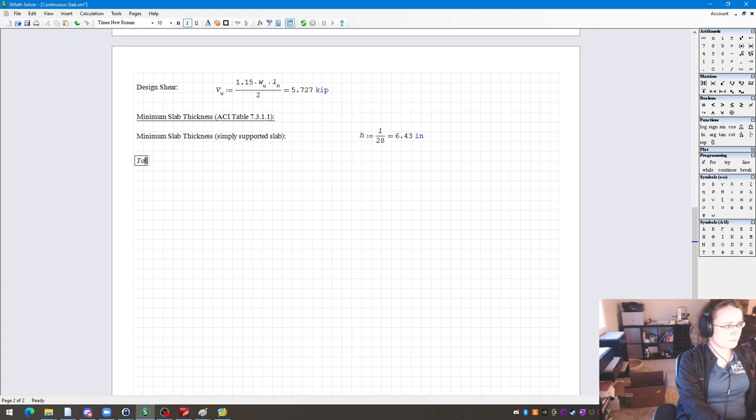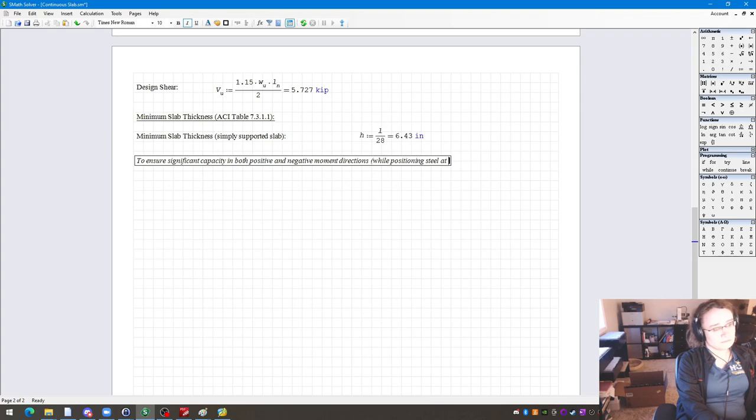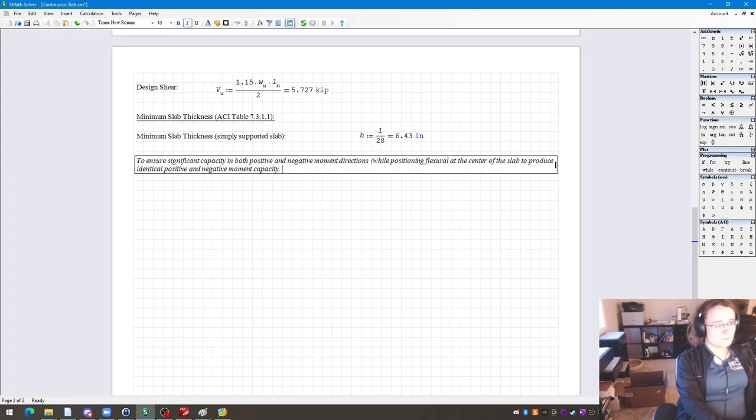To ensure capacity in both negative moment and positive moment directions, while positioning flexural steel at the center of the slab to produce identical positive and negative moment capacity. Try a slab thickness of 8 inches.